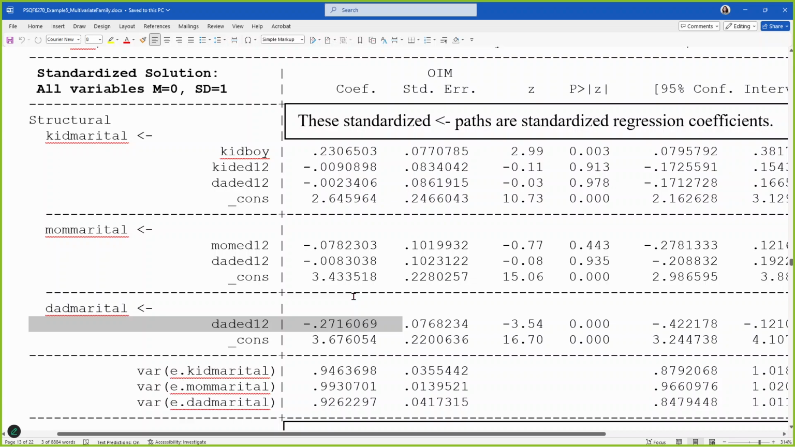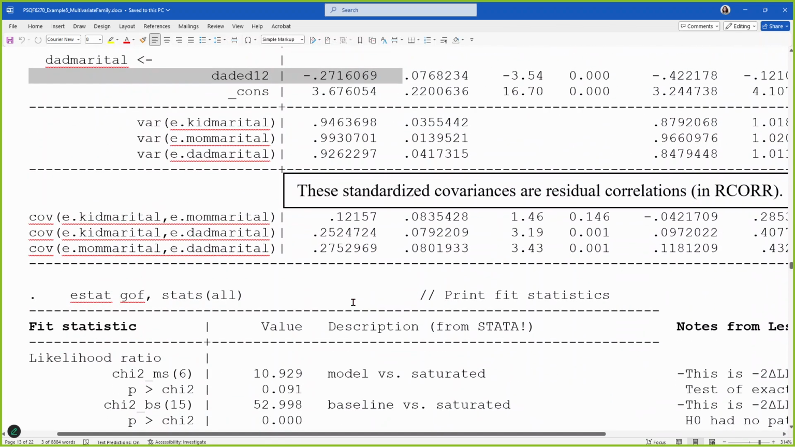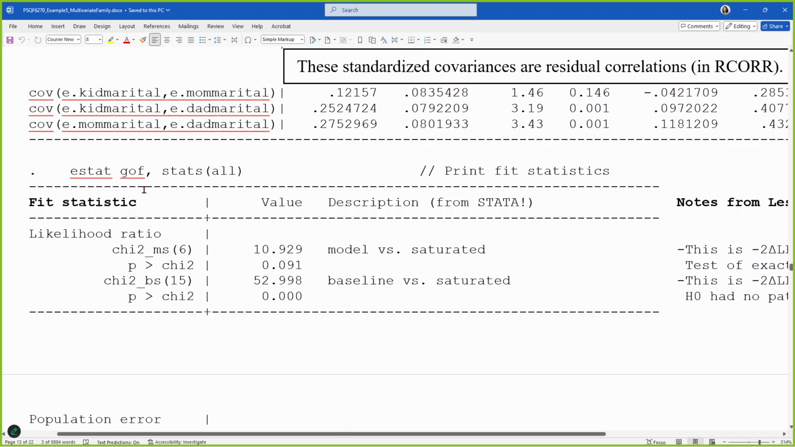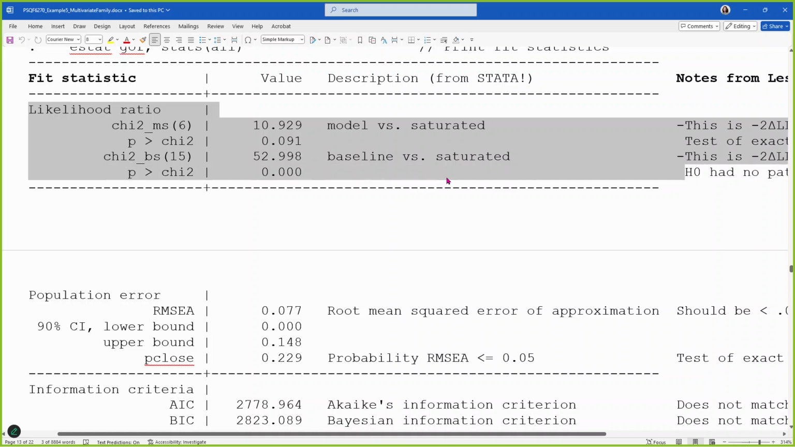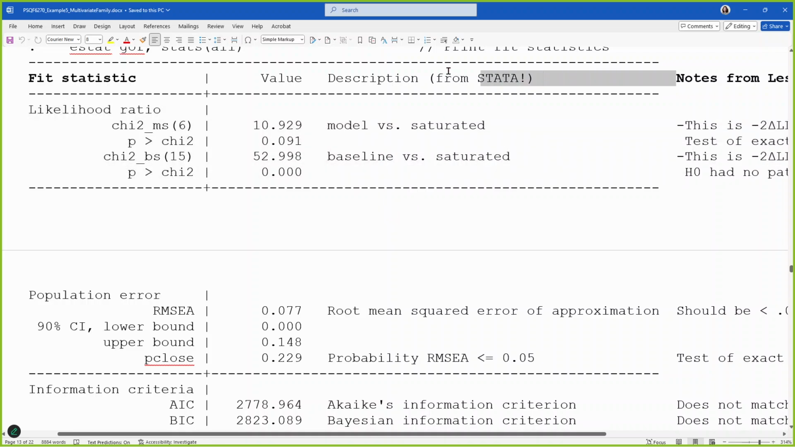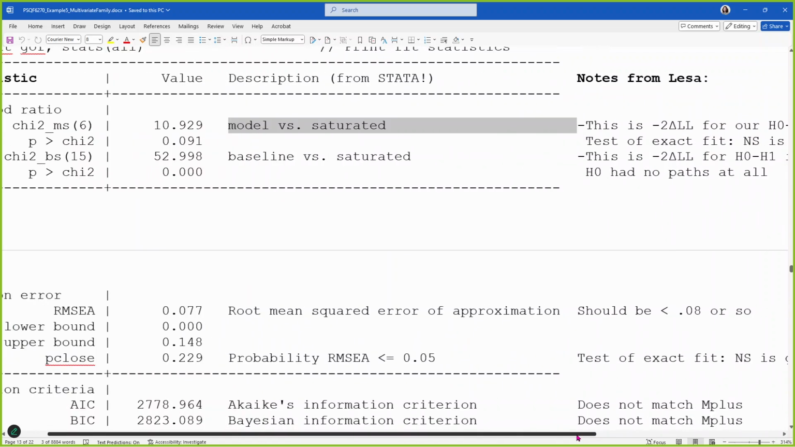There is no analog to these in mixed or GLS. Then we start getting into the estat gof. Estimate the goodness of fit effect. It's going to give you 2 test statistics. And it actually did this labeling. I have a note here. It printed this. Is that the correct label? Yes, it is.